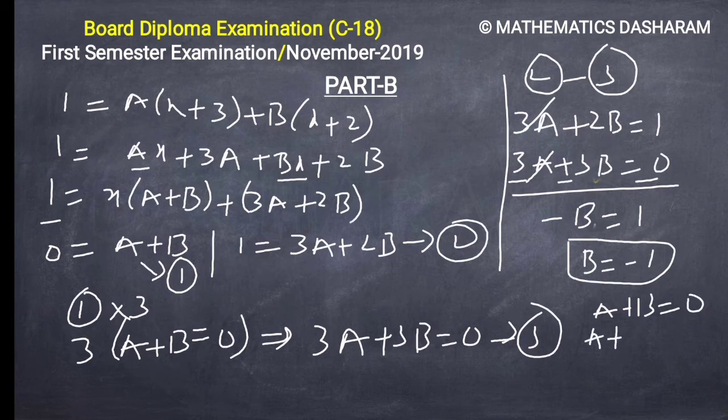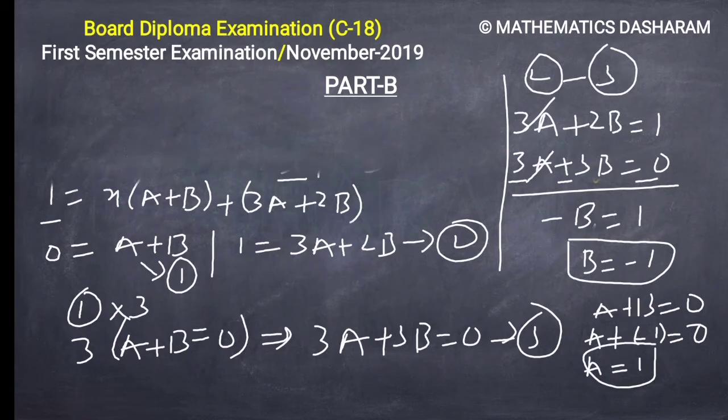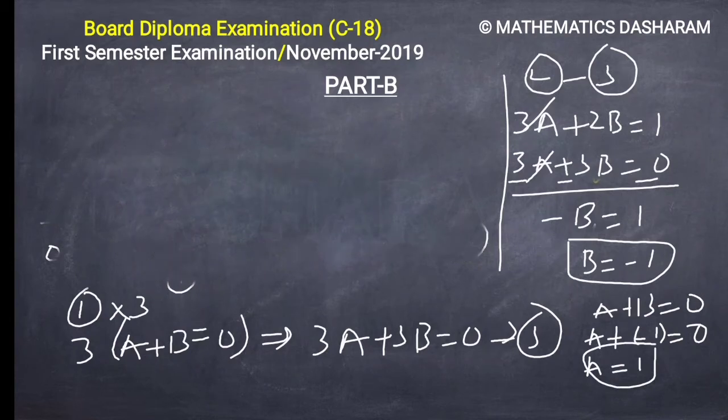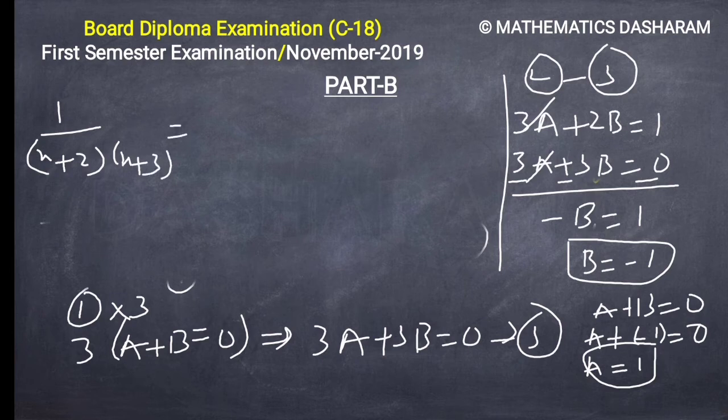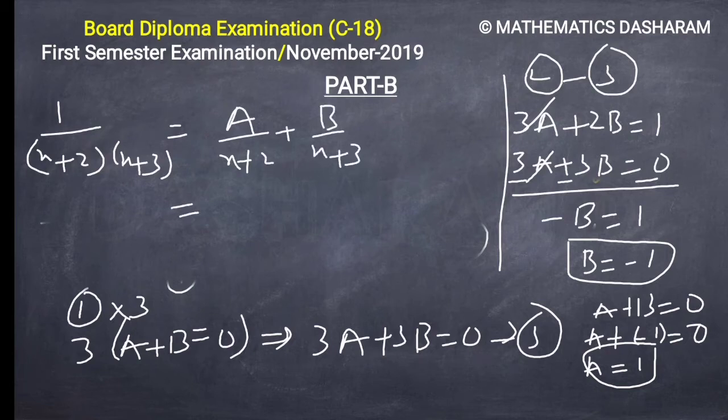So a plus b minus 1 equals 0, then a equals 1. So finally our required answer is 1 by (x plus 2)(x plus 3) equals, at the beginning we selected, a by x plus 2 plus b by x plus 3. In this, substitute the a and b values. So a value is 1, divided by x plus 2, and b value is minus 1 divided by x plus 3.